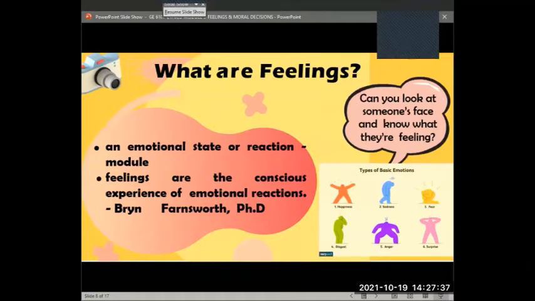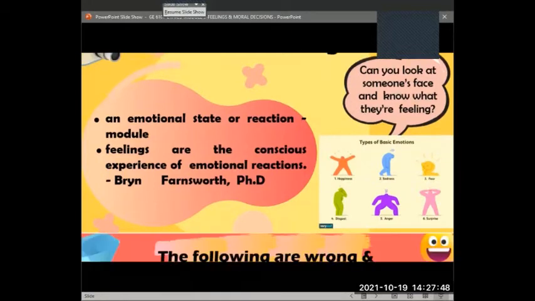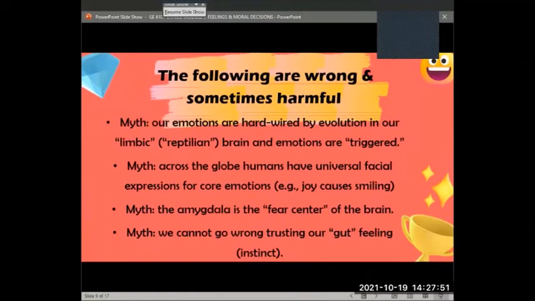These are the types of basic emotions: happiness, sadness, fear, disgust, anger, and surprise. The following are wrong and sometimes harmful. Myth: our emotions are hardwired by evolution in our limbic or reptilian brain, and emotions are triggered. Another myth: across the globe, humans have universal facial expressions for core emotions. An example is joy causes smiling. Another myth is that the amygdala is the fear center of the brain. Another myth: we cannot go wrong trusting our gut feeling or instinct.